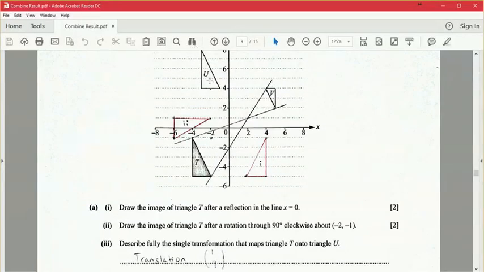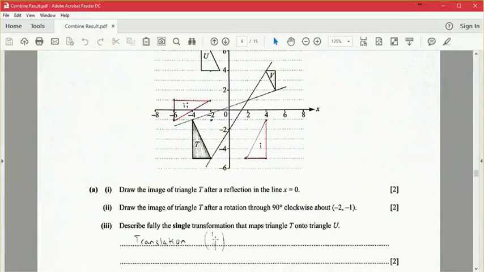this triangle. So it's easy, it's a translation by 1 in the x direction and 9 in the y direction. Here it is 1 and 9. Sorry, this is not visible.